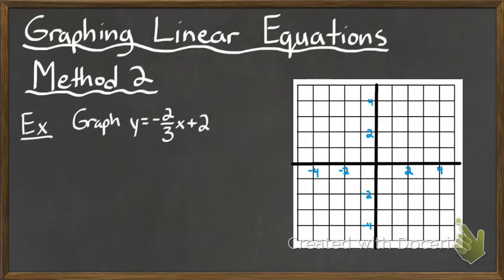So step 1, write your equation, got that. Step 2, we need to look at our slope. So our slope is defined by rise over run, which is -2/3, but now our denominator is 3. So what we need to do is find 2 values that are divisible by 3.